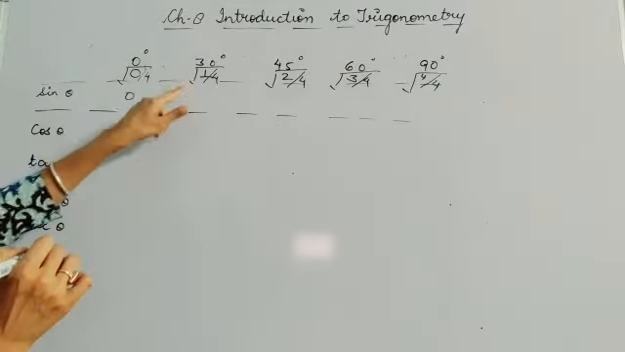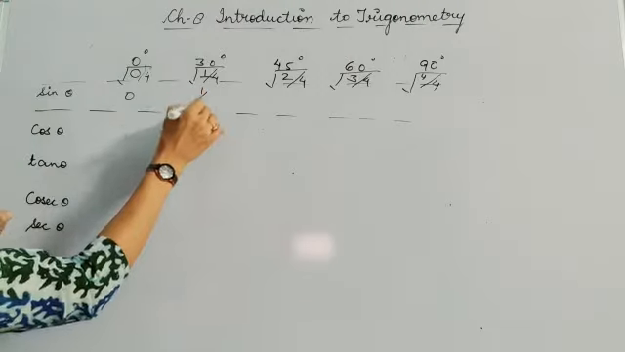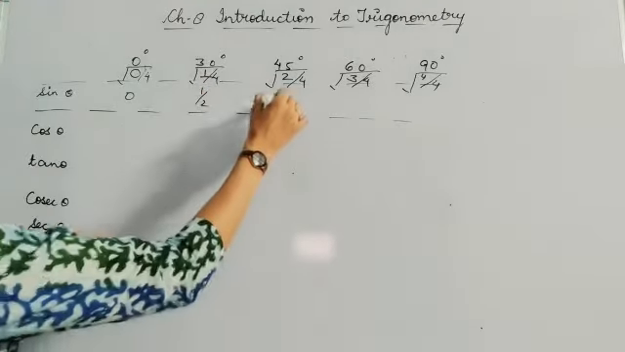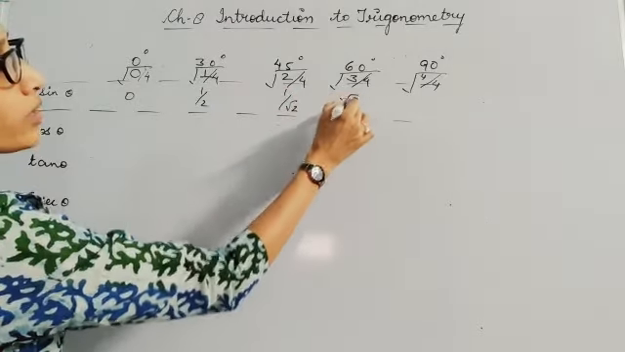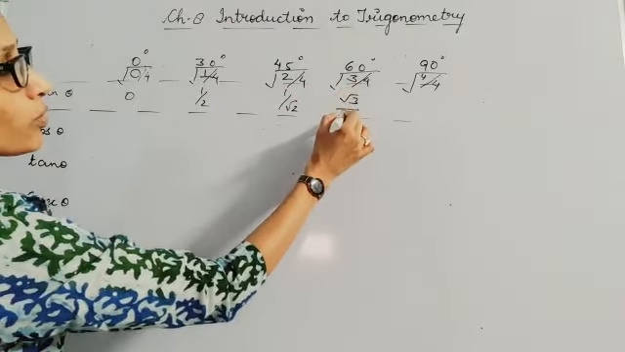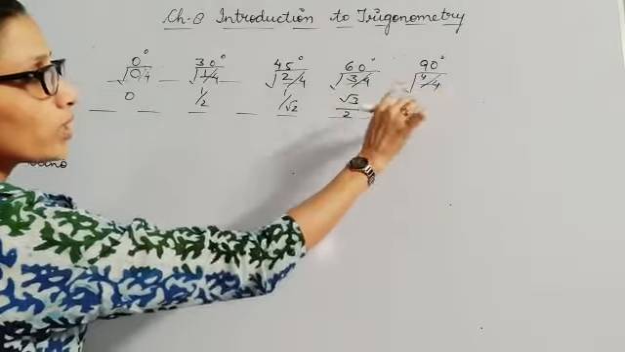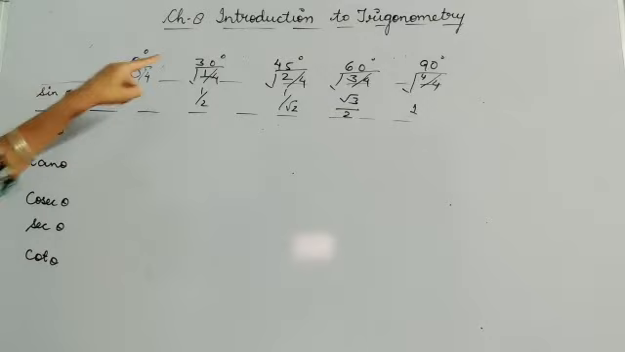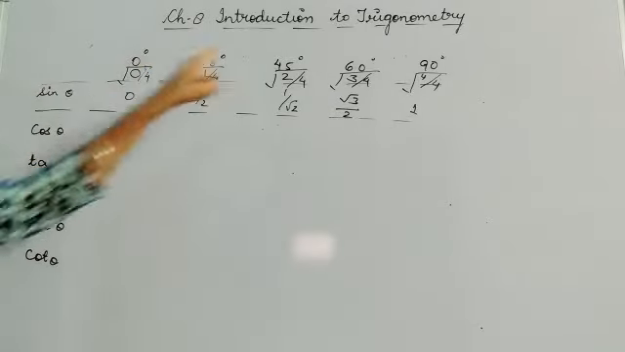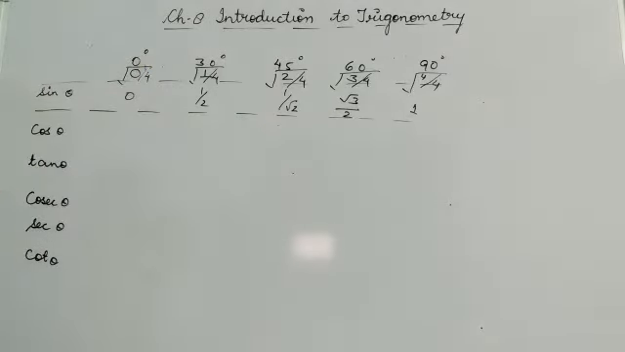1 by 4 under root will be just 1 by 2. This will be 1 by root 2. This will be root 3 and square root of 4 is 2. This will be just 1 and root 1 is 1. So these are the values for sine theta. Sine 30 degrees is half, sine 60 degrees is root 3 by 2, sine 45 degrees is 1 by root 2.